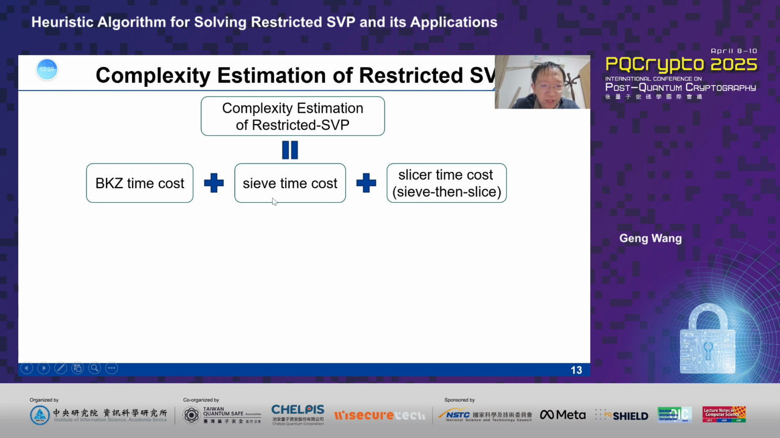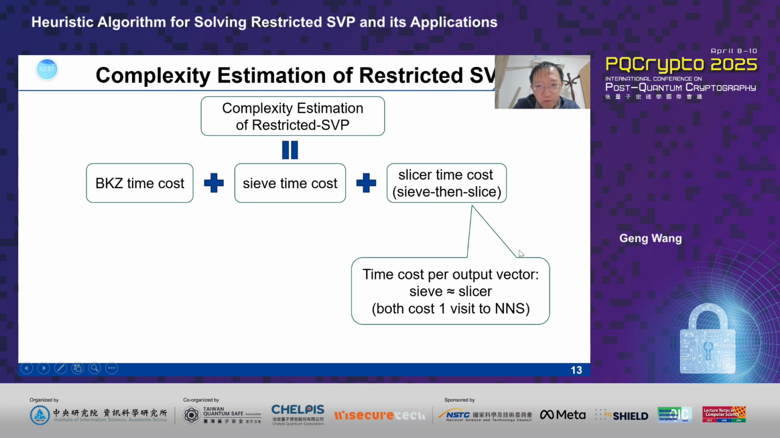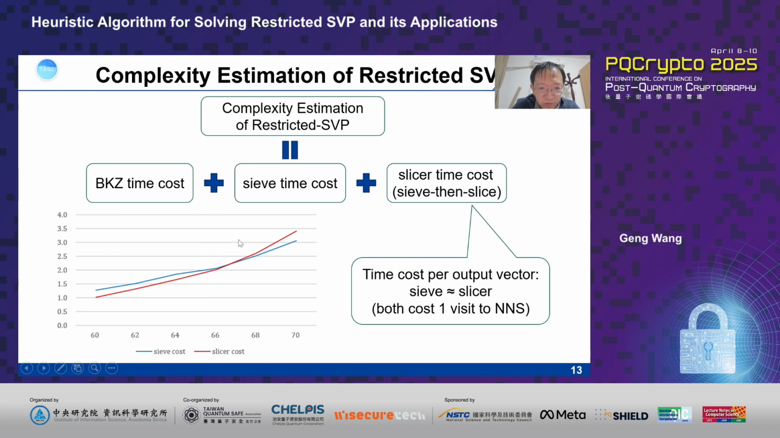For the first two, there are already many results in the literature. But for the slicer time cost, we make the following heuristic assumption about the time cost per output vector: since both the sieving algorithm and the slicer algorithm cost one visit to the NNS data structure, we assume that the time costs are similar for the two algorithms. And this is our experimental data, which shows that the two time costs are actually close.